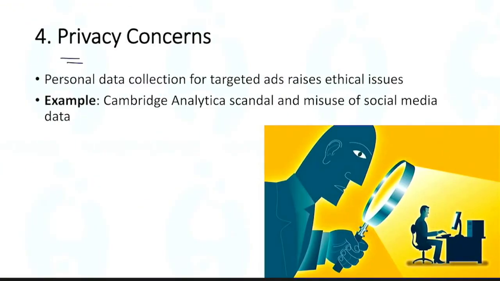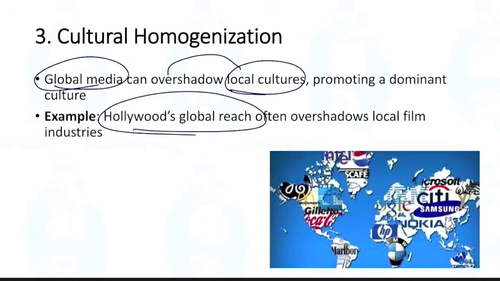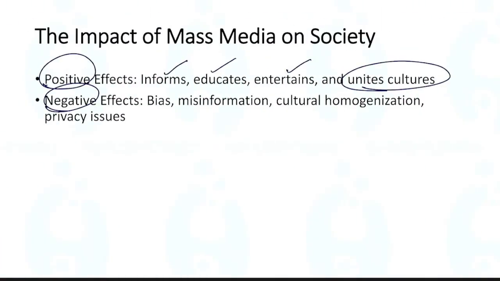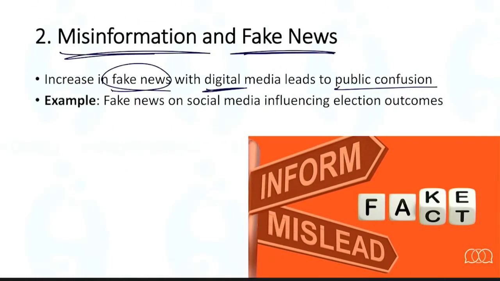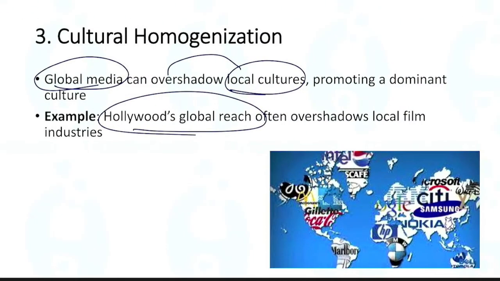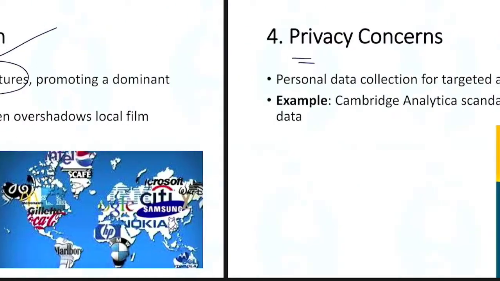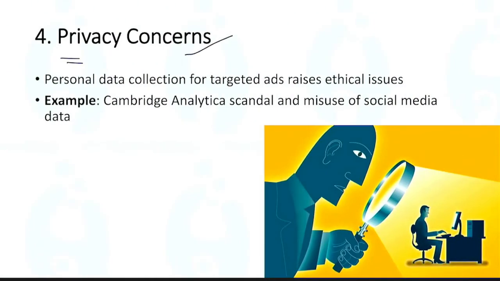Okay, with that, that was about the mass media influence and the impact on society. The major ones are media bias and fake news, and also the other things that come along with that: cultural homogenization and privacy concerns that affect the individuals involved. Okay.